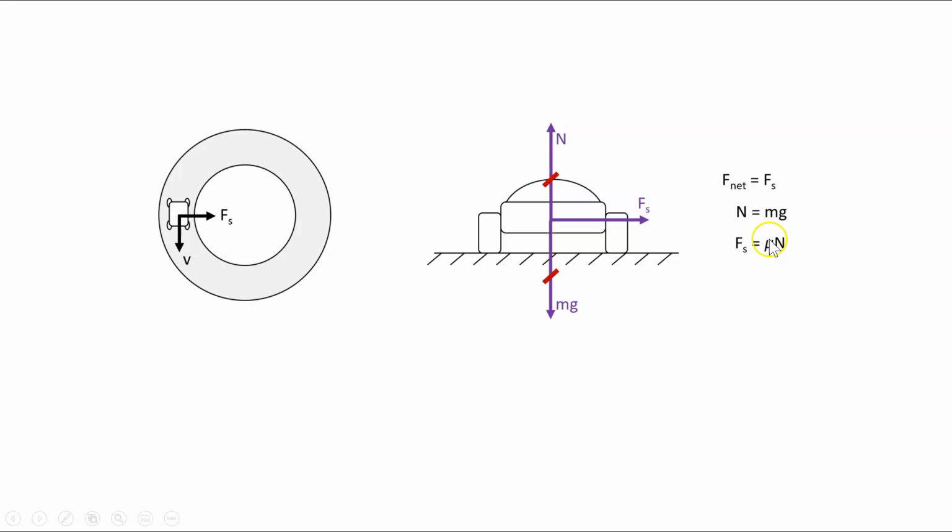It's the coefficient of friction times the normal force. The coefficient, remember, is usually a quantity from 0 to 1. It has no units, and it tells you how rough the surfaces are.